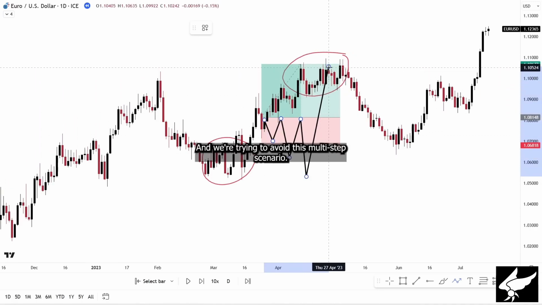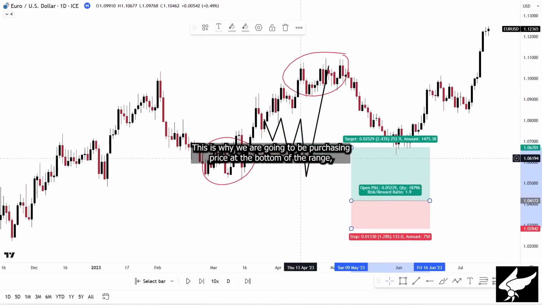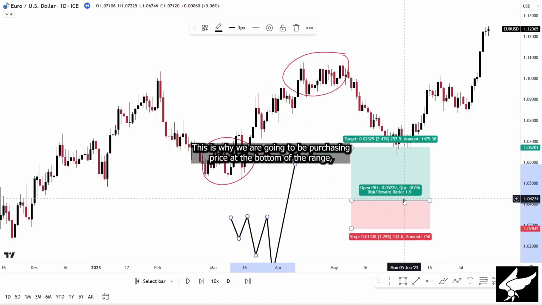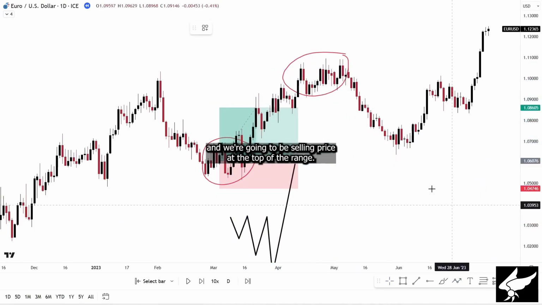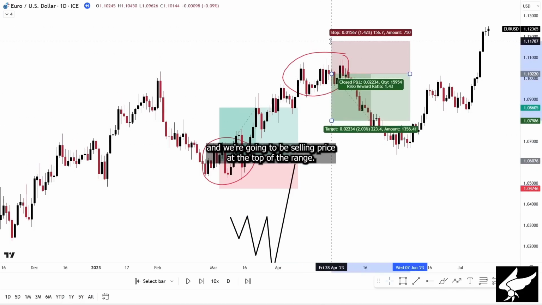And we're trying to avoid this multi-step scenario. This is why we are going to be purchasing price at the bottom of the range, and we're going to be selling price at the top of the range.